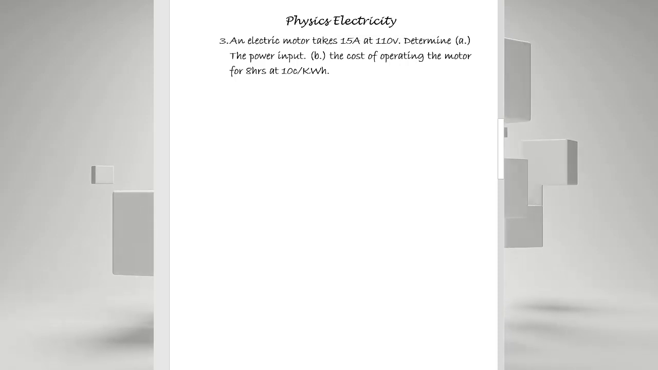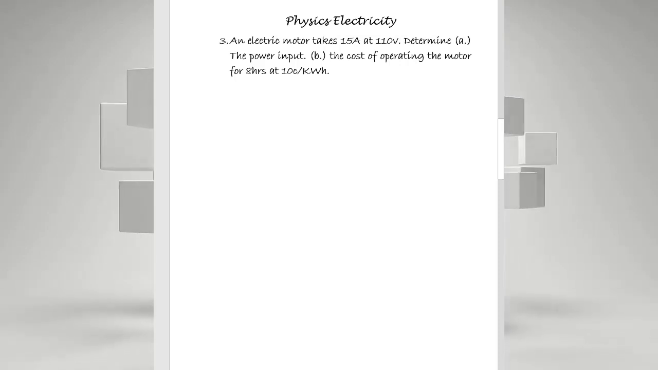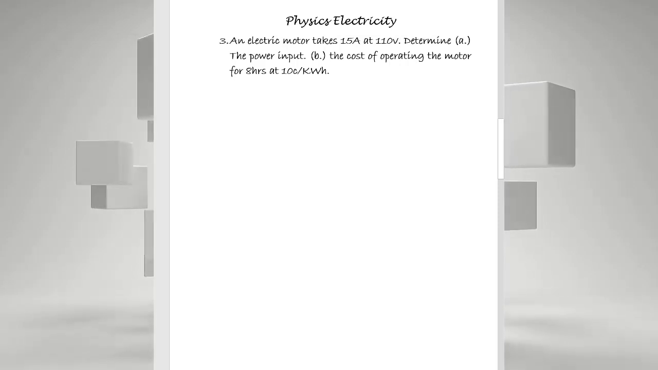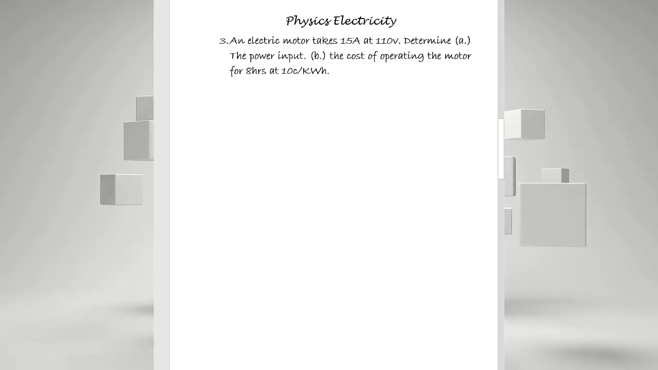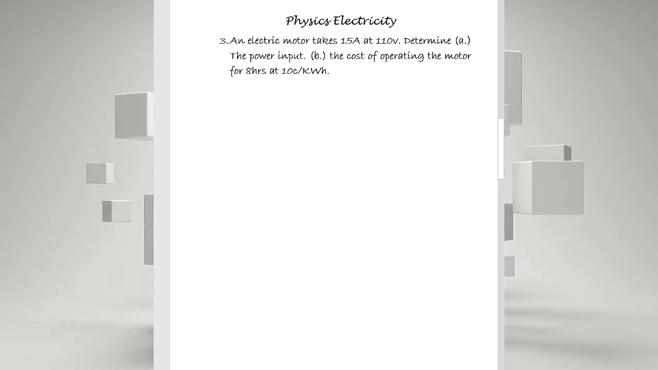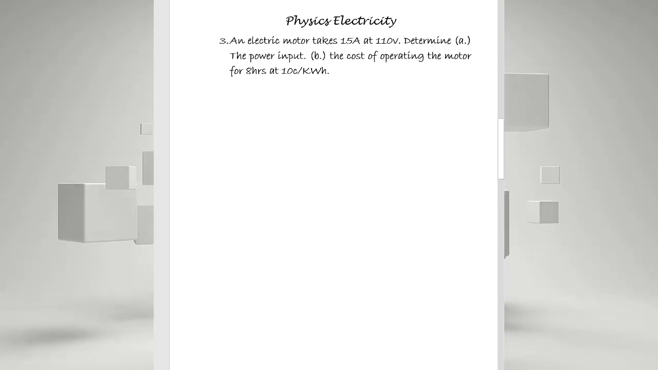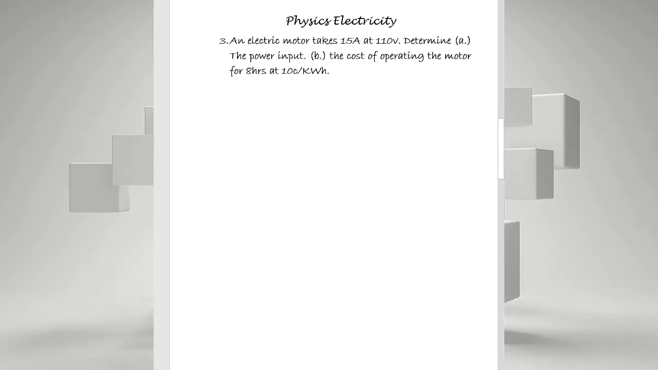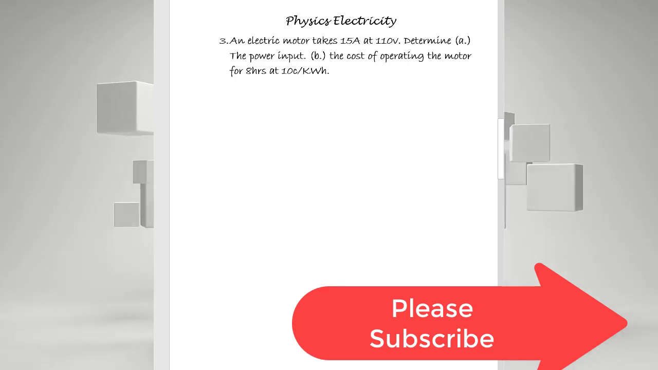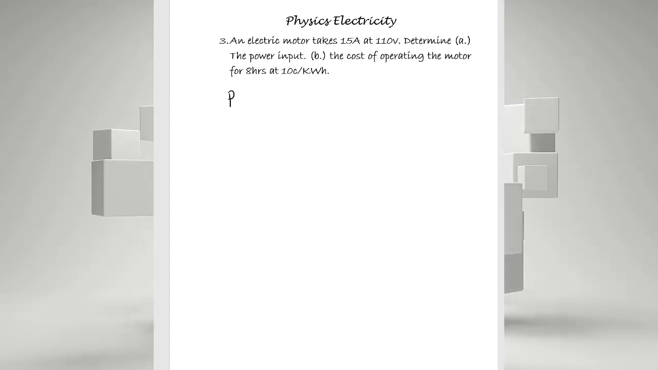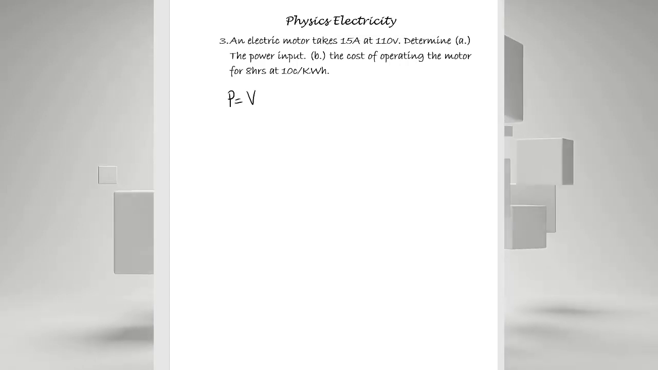Question 3 says an electric motor takes 1.15 amps at 110 volts. Determine the power input and the cost of operating the motor for 8 hours at 10 cents per kilowatt hour. Determine A, the power input, and then B, the cost of operating the motor for 8 hours at 10 cents per kilowatt hour.